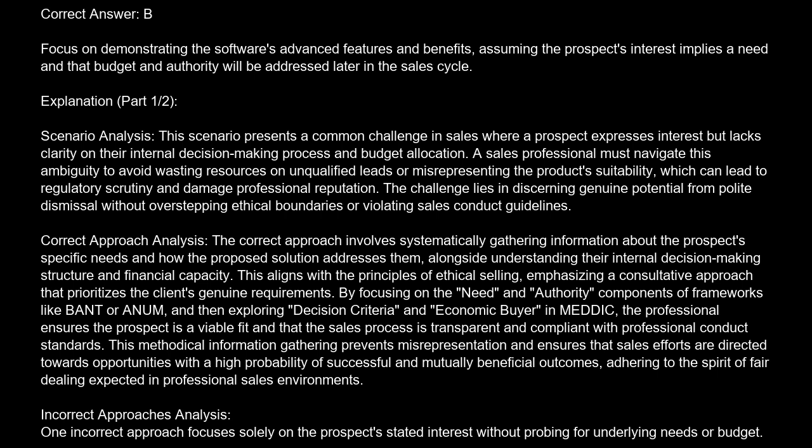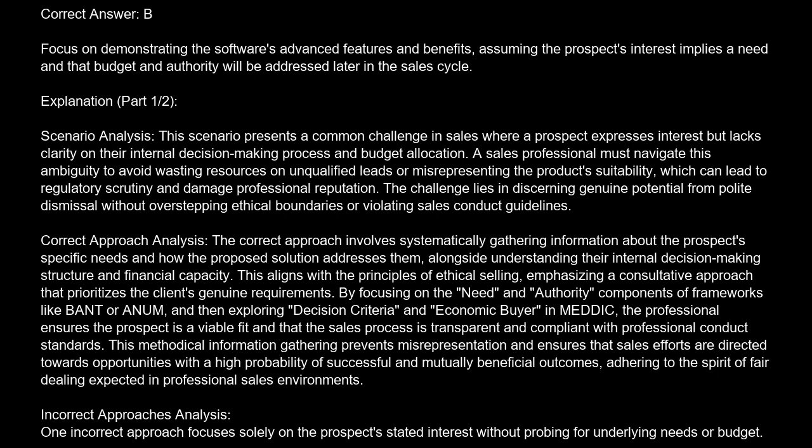Explanation. Scenario analysis. This scenario presents a common challenge in sales where a prospect expresses interest but lacks clarity on their internal decision-making process and budget allocation. A sales professional must navigate this ambiguity to avoid wasting resources on unqualified leads or misrepresenting the product's suitability, which can lead to regulatory scrutiny and damage professional reputation. The challenge lies in discerning genuine potential from polite dismissal without overstepping ethical boundaries or violating sales conduct guidelines.